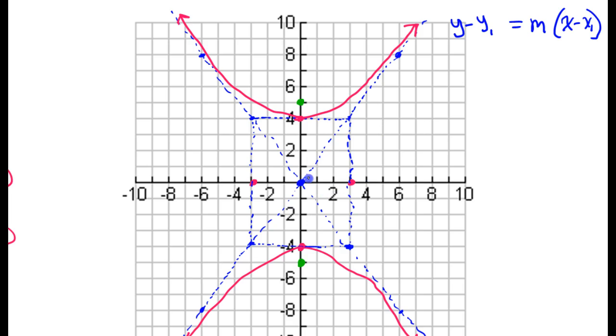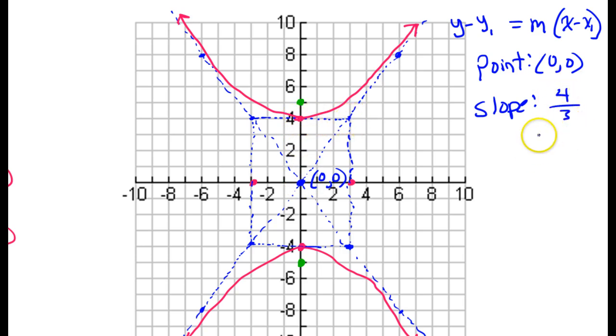So all we need is a point and the slope. For the point, let's use the intersection of these two. So we will just always use the center of the hyperbola, which in this case is 0 comma 0. So our point will be 0 comma 0, and our slope, well, it was up 4 over 3. So our slope is 4 over 3.